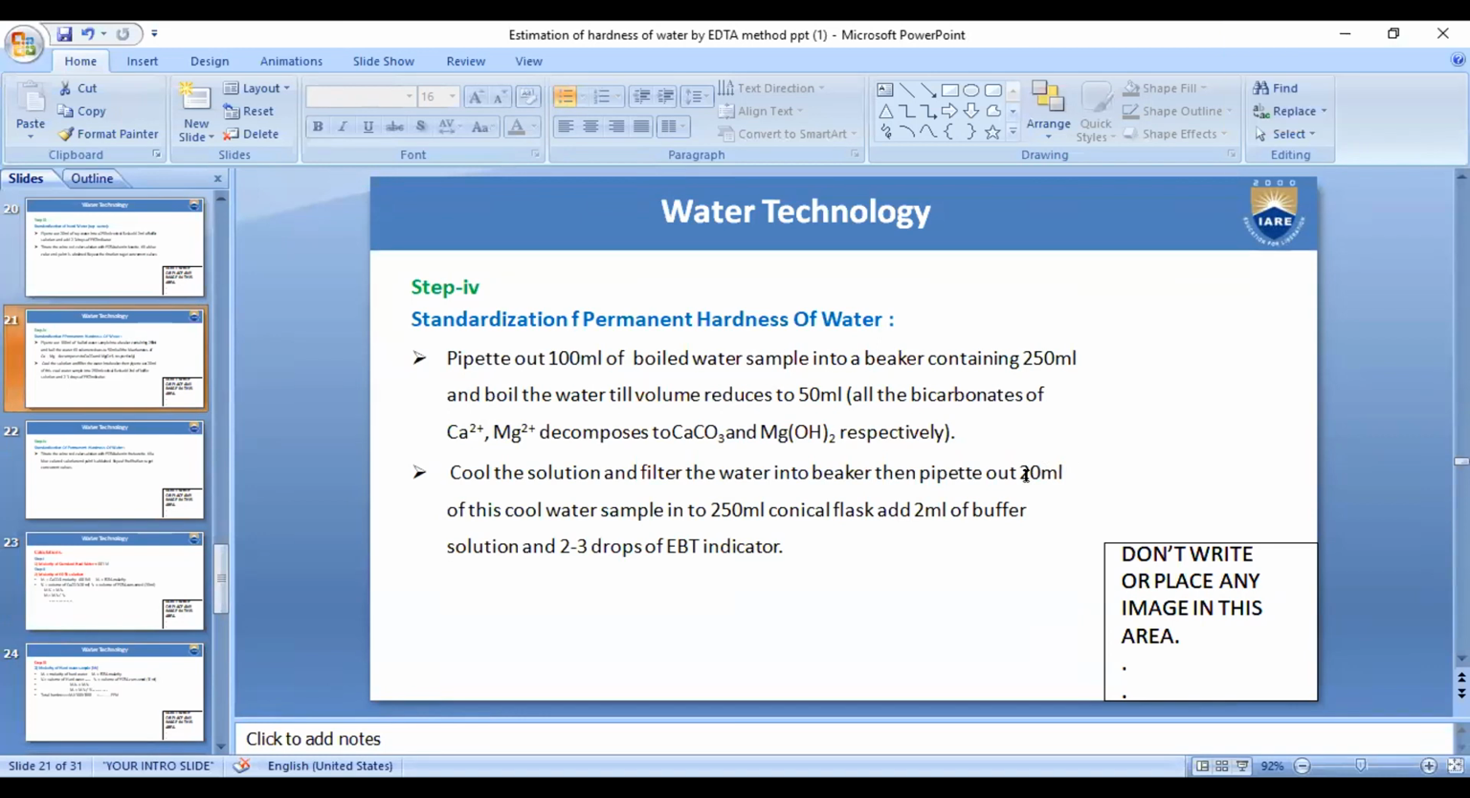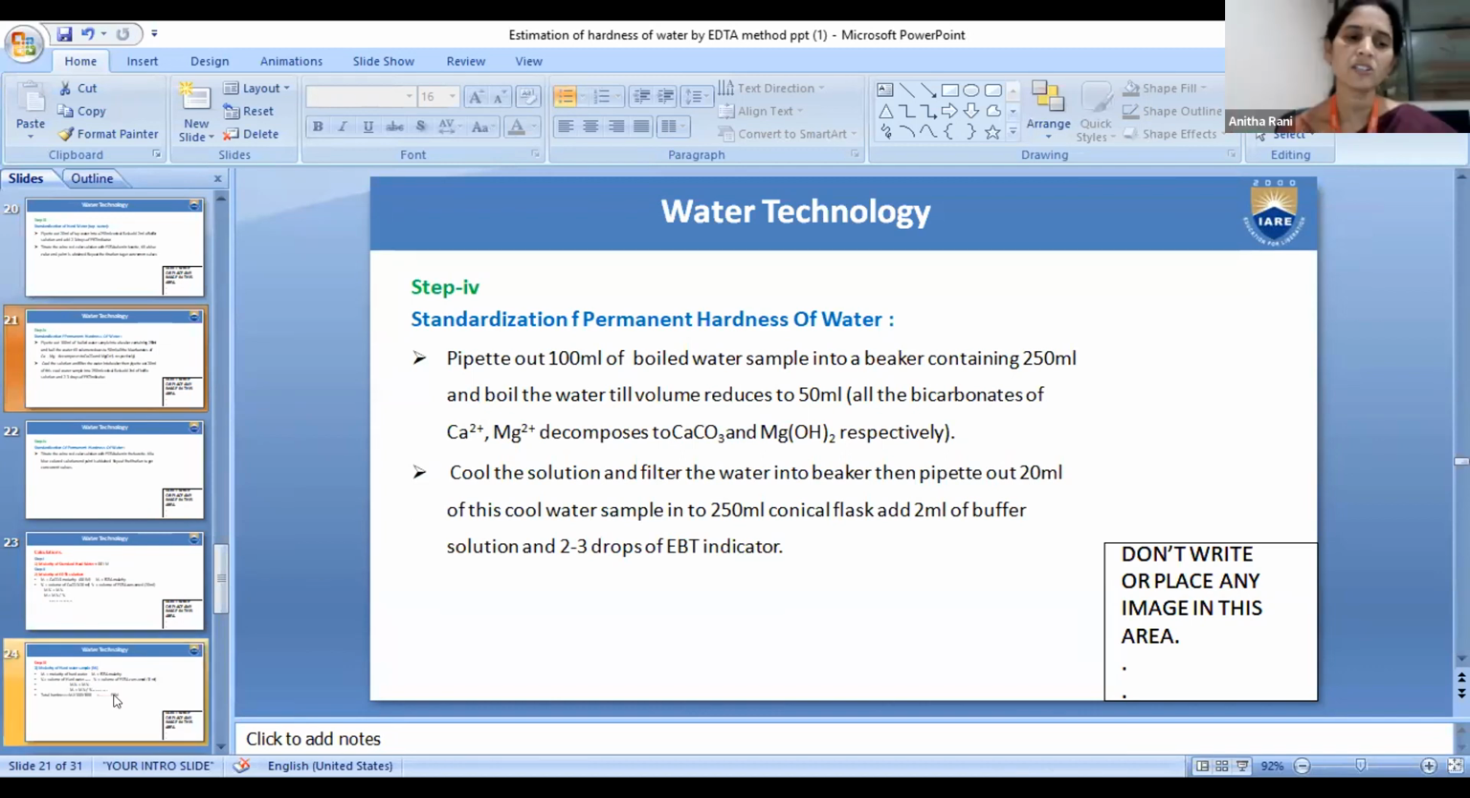In a conical flask. Same procedure, students. We are following the same procedure as in step 2 and step 3. So 20 ml. Then what will you add? 2 ml buffer. Next, 2 to 3 drops of EBT indicator. Then titrate with EDTA. The color changes from wine red to blue color. Note down the burette reading. Then go for calculation of step 4.